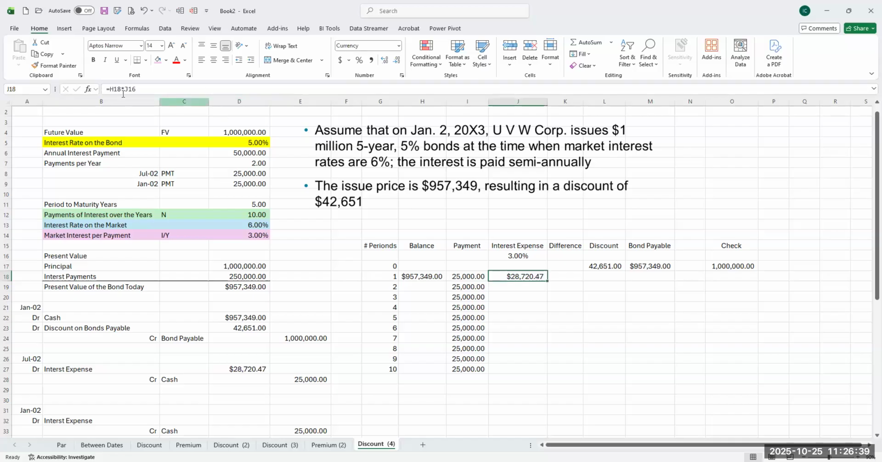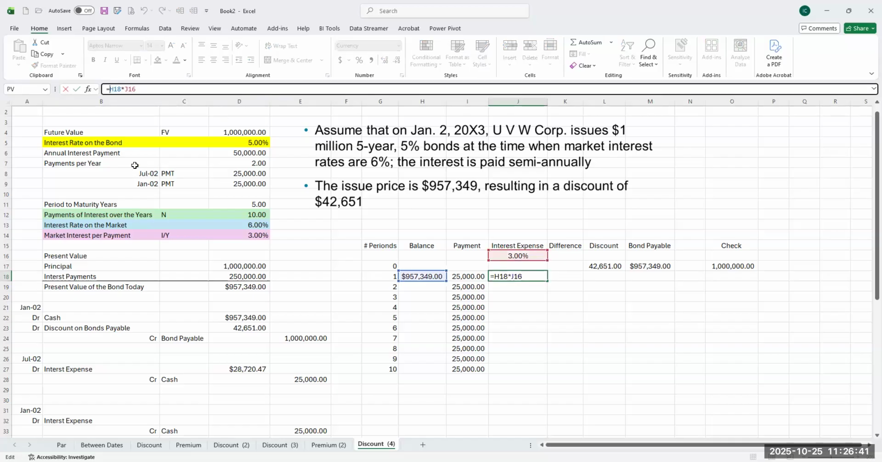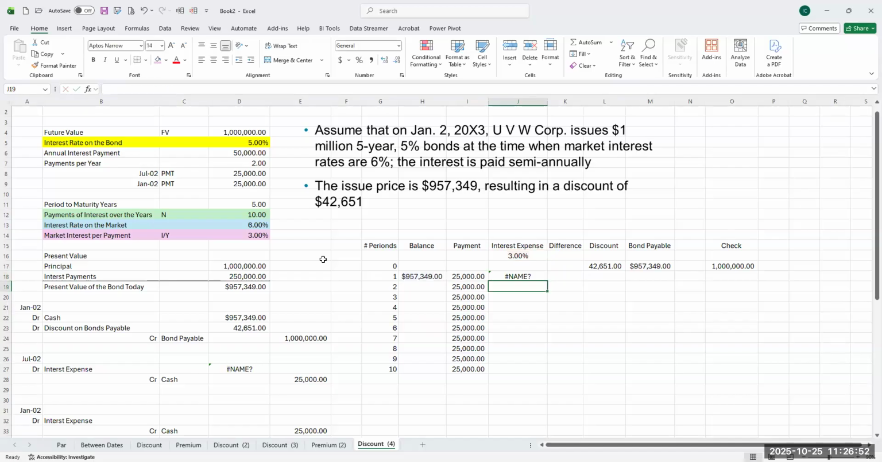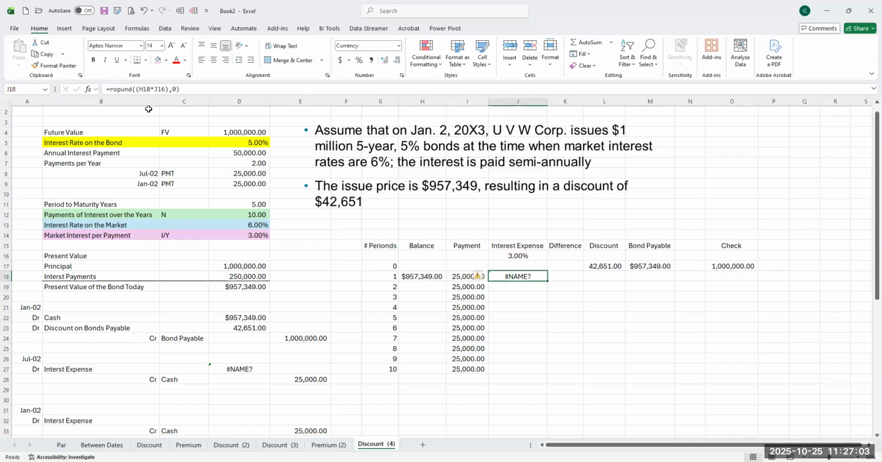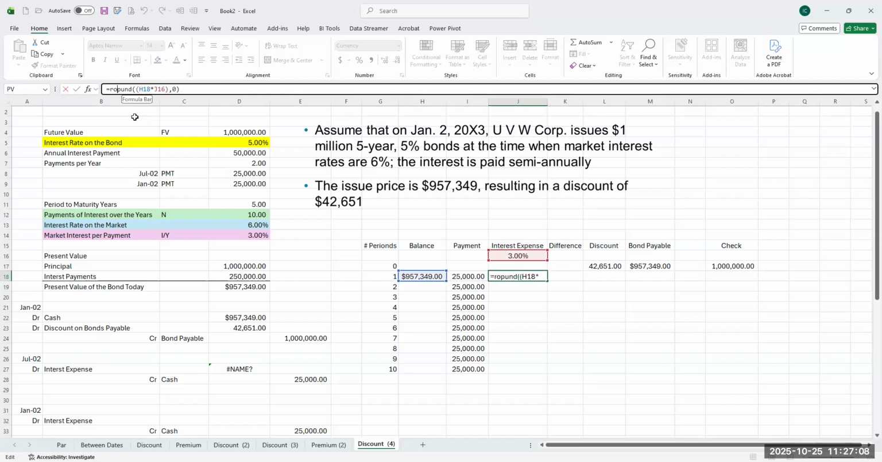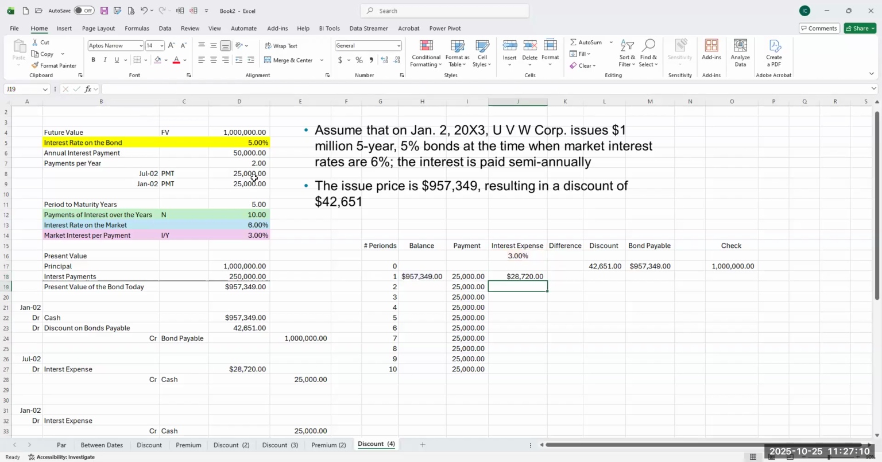And that will be my interest expense. If you want, you can put a ROUND formula here to eliminate the decimals. Let's see if this is going to work. Oops, it didn't work. So ROUND, let's do this. Let's see if this is going to work. No. Professor, your spelling. Oh, ROUND. Yes, my spelling. There we go.